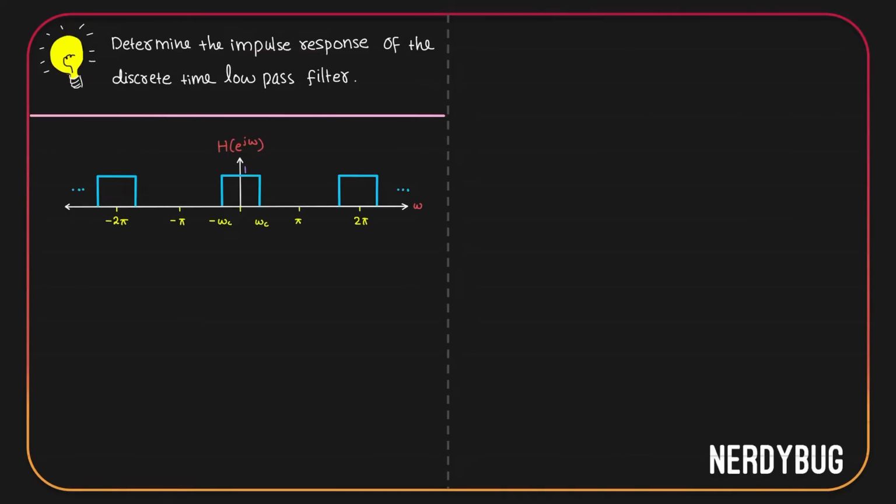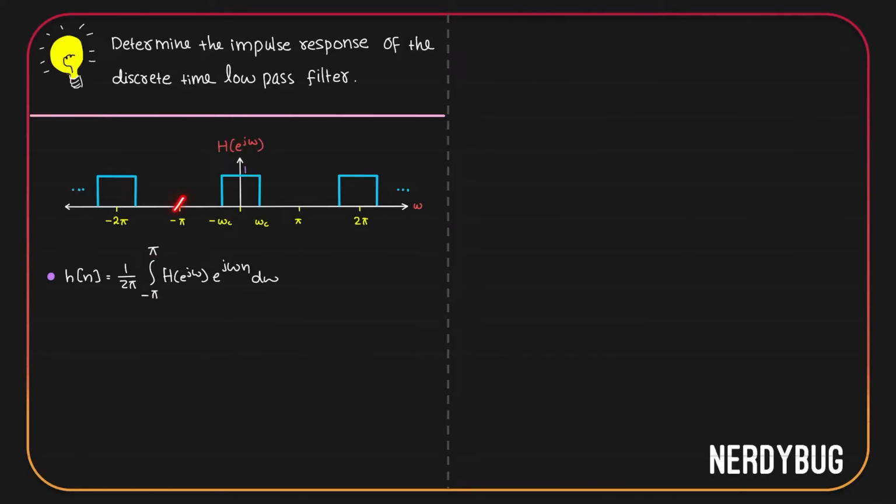So we have to find the inverse Fourier transform of H of e raised to j omega. So let us use the synthesis equation. So h of n will be equal to 1 by 2 pi integral over an interval of 2 pi H of e raised to j omega e to the power j omega n d omega. Here the integration can be across any interval of 2 pi. So for our convenience, let us take it from minus pi to pi.